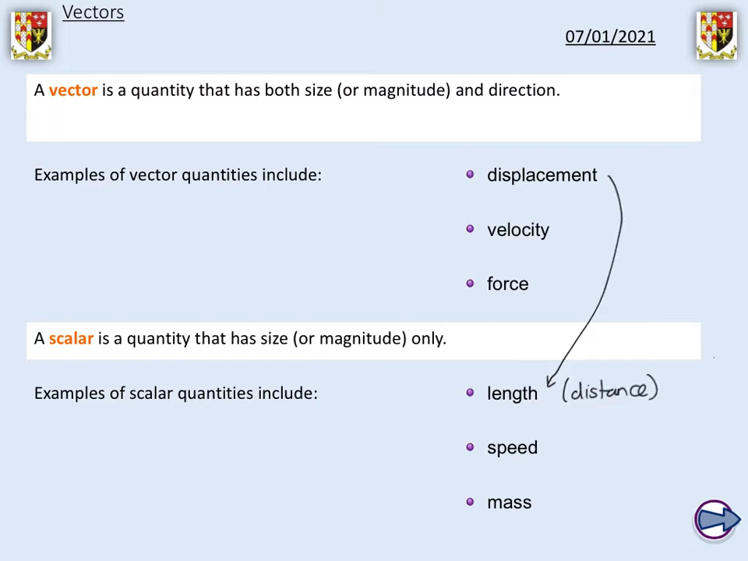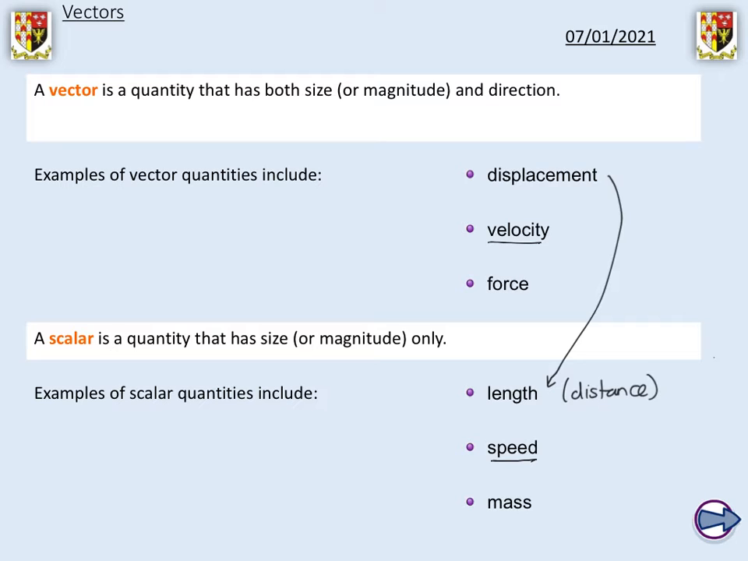but it's from a certain point. So that could be positive or negative from a certain point. We also know that velocity and speed are linked as well. Velocity will tell us not just our speed, but from a certain point. So it could be positive or it could be negative.